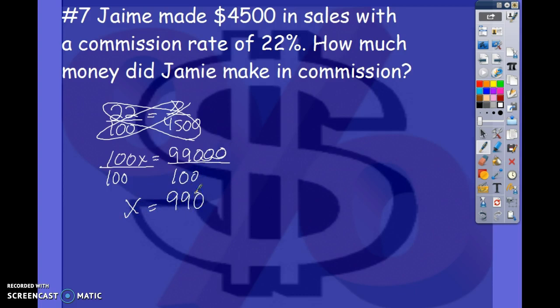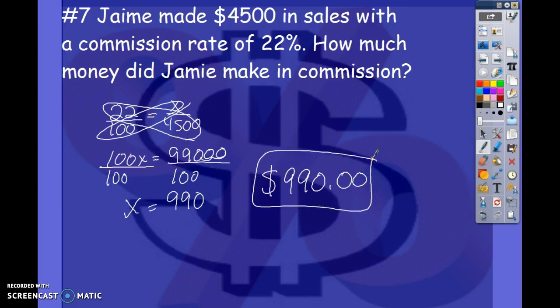So how much commission did Jamie make? She made $990 in commission.